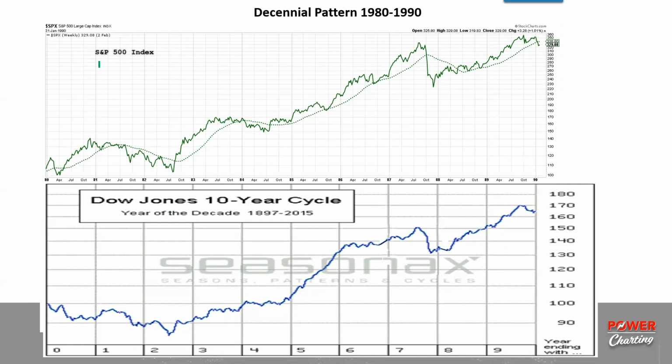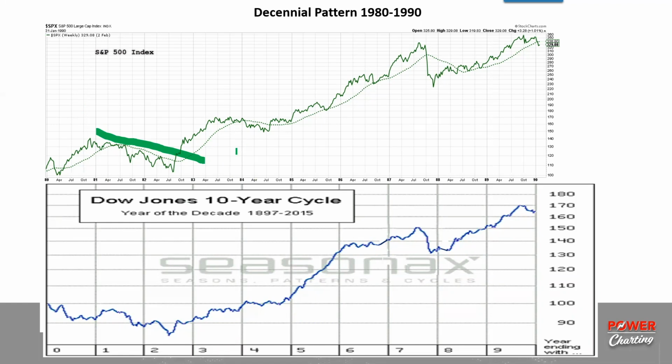This is the 1980s, so 1980 to 89. This is the Reagan years. You can see here the downward trending bear market. This was a pretty severe economic decline from 80 to 82. It was a severe recession.